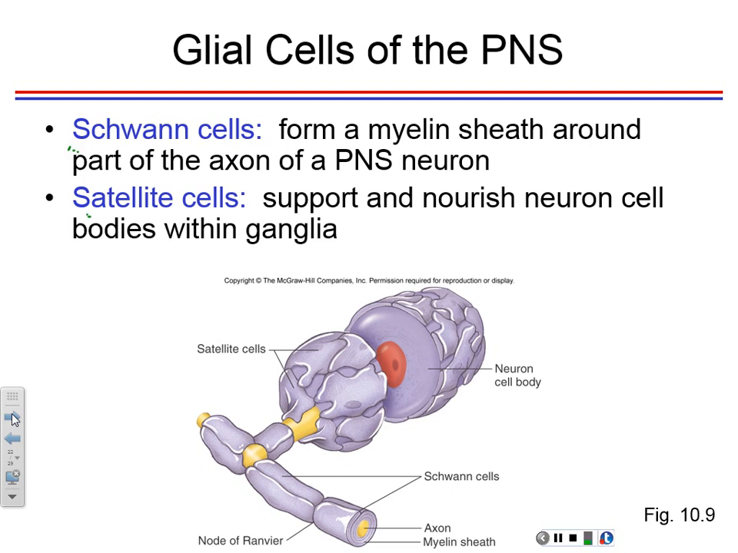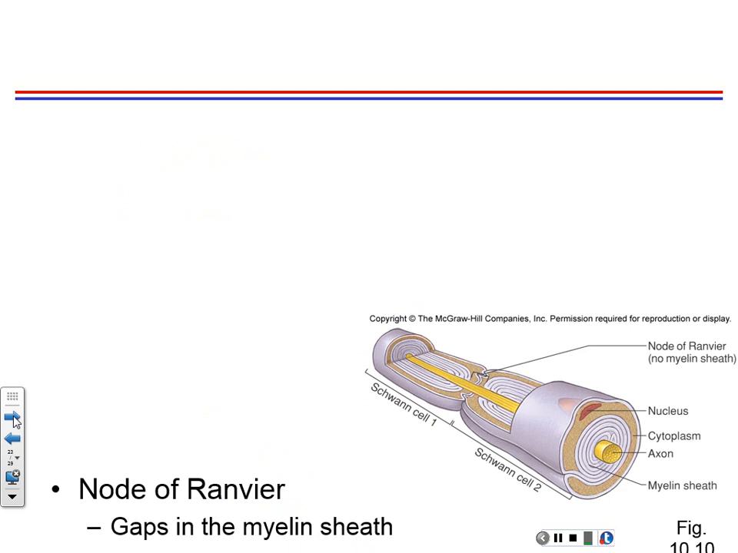And then of course, satellite cells, we said they support and kind of nourish these neurons. They are around the cell bodies. The cell bodies in the peripheral nervous system are called ganglia. So that's where you have a lot of these satellite cells surrounding the cell bodies of the neurons in the peripheral nervous system. So satellite cells, Schwann cells.